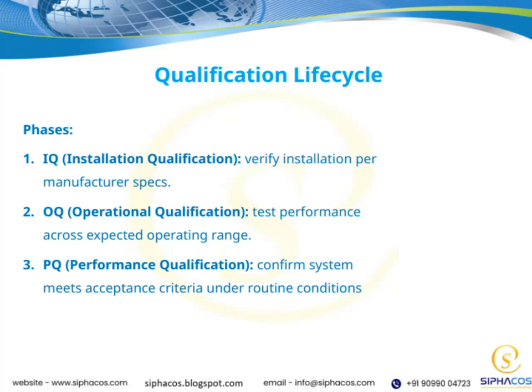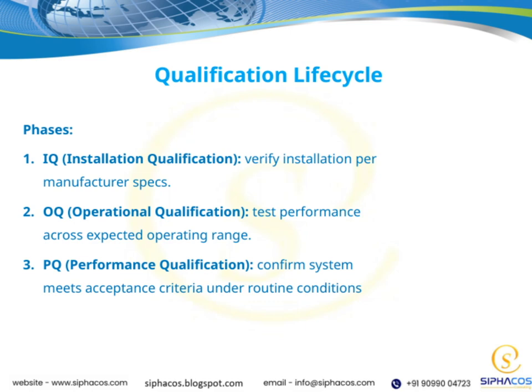Let's take a look at the qualification life cycle, which is essential for ensuring that our systems are functioning correctly and reliably. It consists of three key phases: IQ, OQ, and PQ. First, we have installation qualification, or IQ. This phase is all about verifying that the system has been installed according to the manufacturer's specifications. It's like a checklist to make sure everything is in the right place and set up properly.